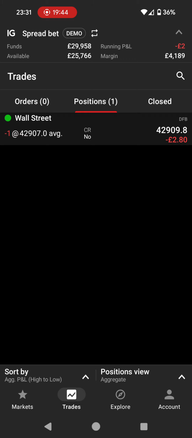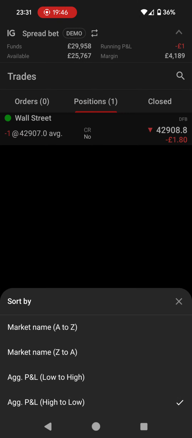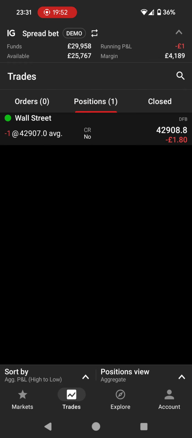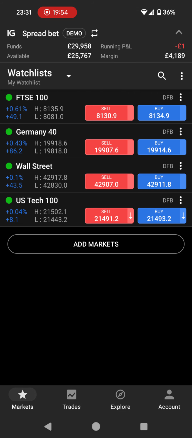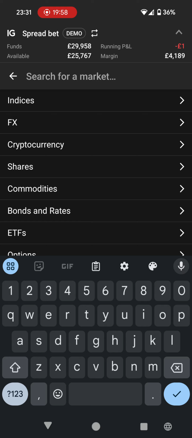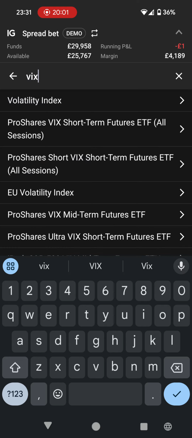So like I say, there are different ways of sorting your trades out. I tend to have profit and loss high to low. But let's have a look at some other markets. So I tend to go for indices. I also like VIX. VIX is one of my favourites.